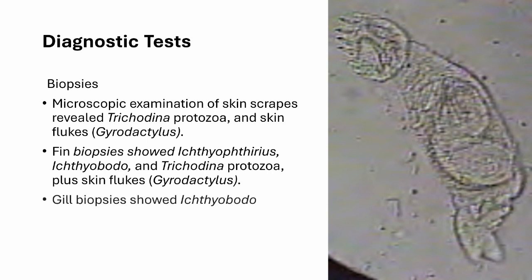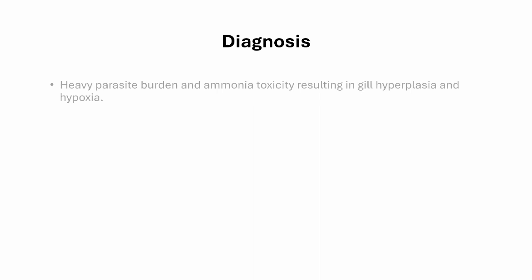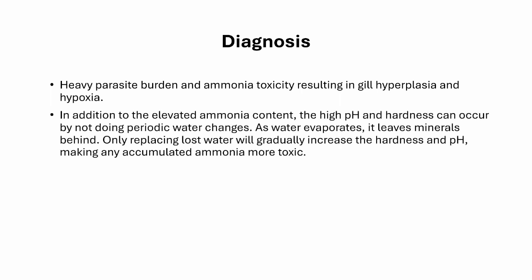The gill biopsies found more Ichthyobodo and Trichodina and gill flukes. So we not only had skin flukes, but we had gill flukes. Gill flukes are egg layers. They're not live bearers, so they don't have the larva inside of them. Our diagnosis was a heavy parasite burden plus high ammonia, gill hyperplasia and hypoxia. All of these gill parasites will cause gill damage, and the ammonia will cause gill damage. So these fish are having a hard time breathing because of damage to the gills. Also, secondary bacterial infections can occur because of the skin damage from all of these parasites.